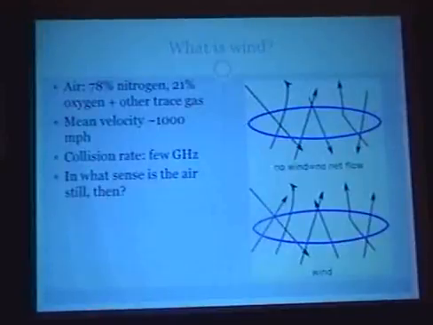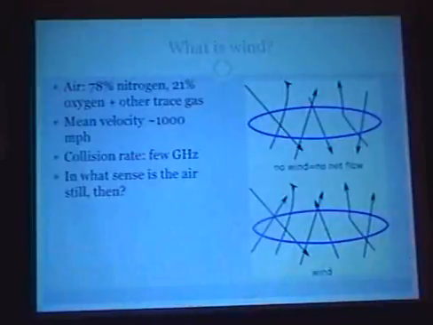So first of all, what is wind? How do you think about wind? You know that the air is 78% nitrogen and 21% oxygen, plus some trace gases. And you know that because there's some temperature, the molecules are all running around. And you can calculate the speed with which they run around, and it's something like 1,000 miles per hour. You can also calculate the speed with which they run into each other, and it's something like several billion times per second.